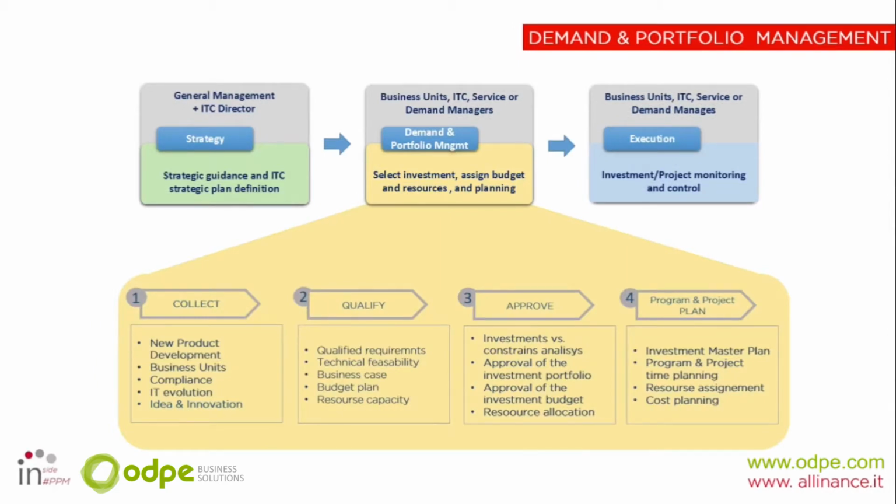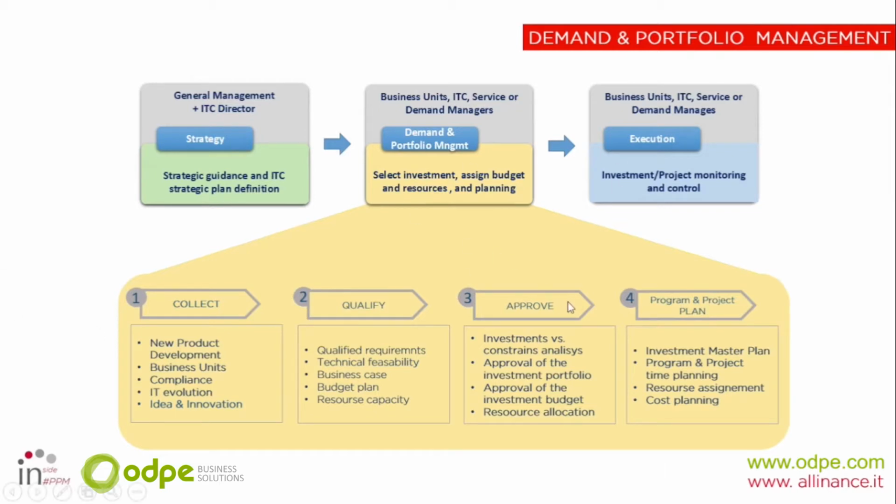Inside demand and portfolio management, we can explore different steps: collect, qualify, approve, and program and project plan. In the collecting phase, we need to collect all the requirements, which are of different types such as new product development, business units, compliance, evolution of IT solutions, and idea and innovation. Inside the qualify phase, we have to qualify the investments and analyze the feasibility of each requirement in terms of budget, resource capacity, and technical aspects.